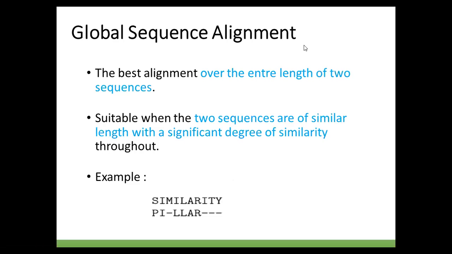Global sequence alignment means we are trying to align the whole sequence length with the second sequence. The entire length of the two sequences is considered. This is suitable when the two sequences are of similar length with a significant degree of similarity. As an example, we are trying to match this corner with this corner. We have put some gaps, that's okay. However, we are considering the whole length, this with this.